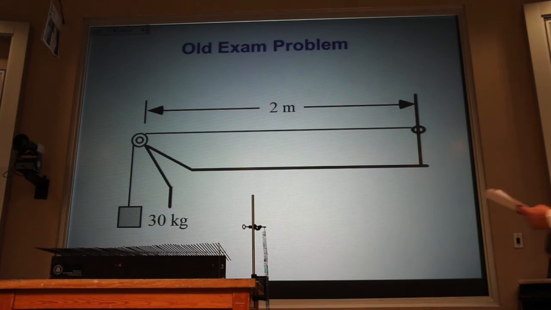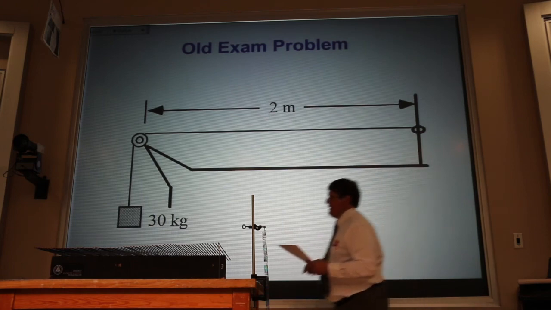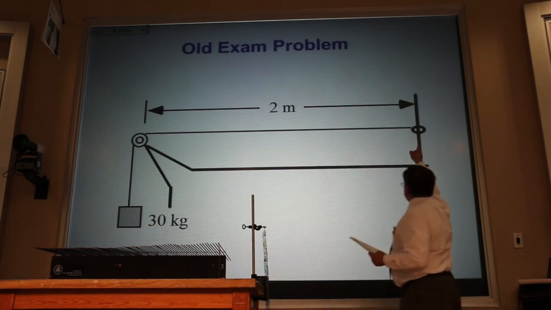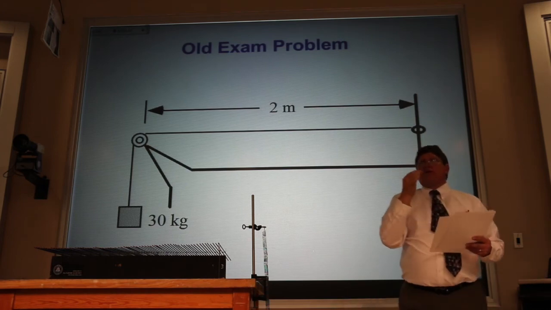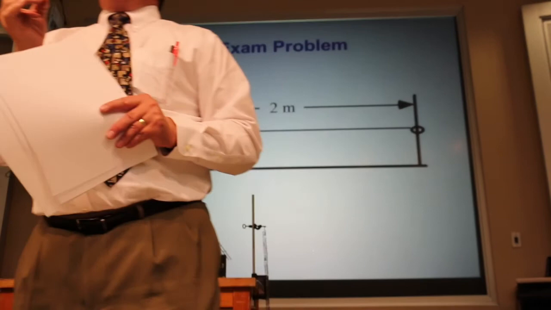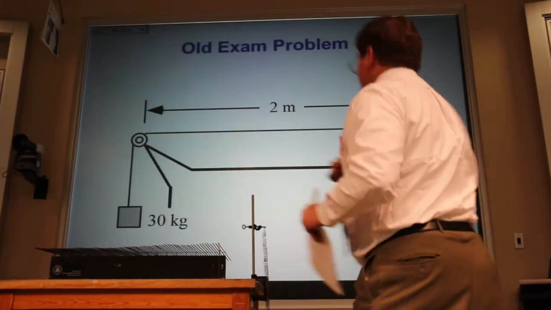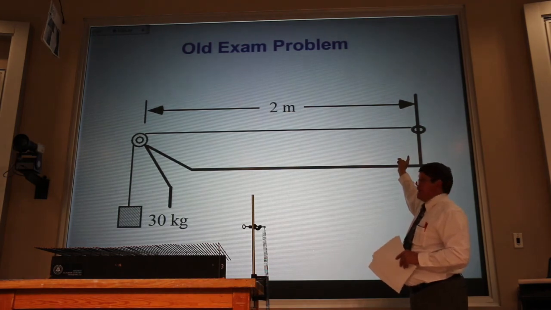In this problem, we take a string and we hook it to a post with a frictionless, massless ring. Does that ring any bells? Does that sound familiar? This is going to be a fixed end or a free end? Free end. That's a free end.